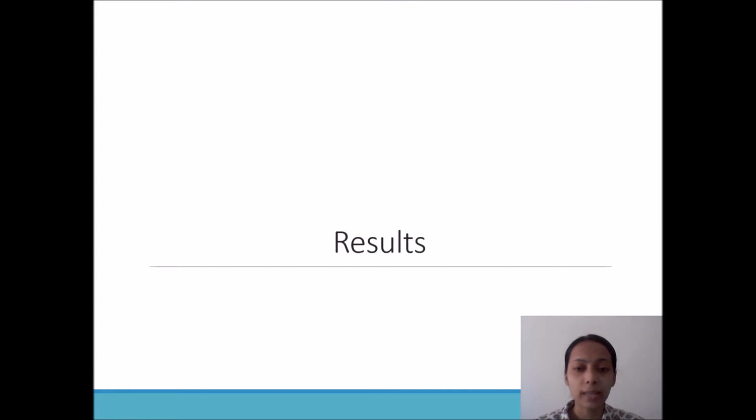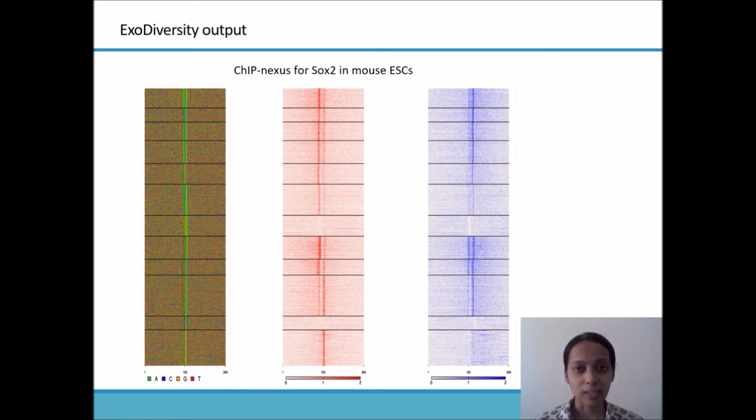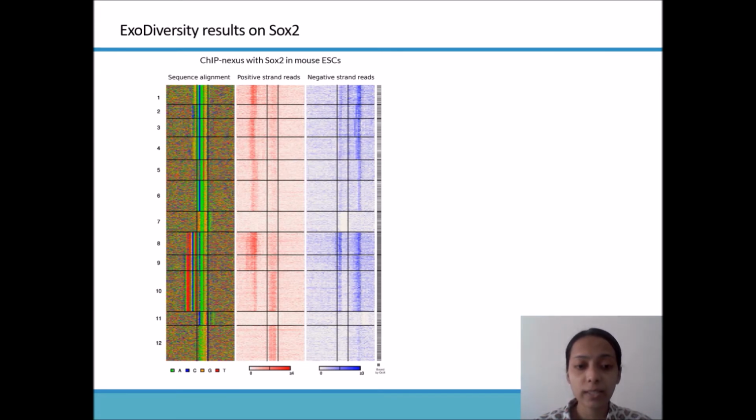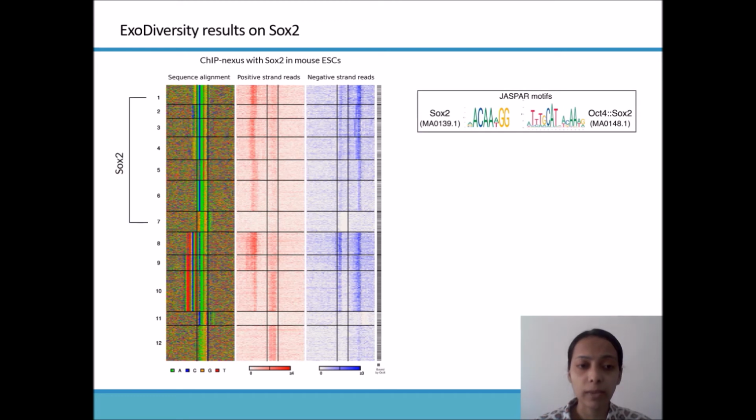Let us look at some of the results of applying ExoDiversity to different datasets. This was the result of ExoDiversity on ChIP-exo for SOX2. To get a better view of the footprints, we look at a 100 base pair region. ExoDiversity divides the dataset into 12 modes of binding. The first 7 modes are variations of the SOX2 motif itself. Modes 8 to 10 are variants of the OCT4 SOX2 heterodimer. These modes are also more occupied by OCT4 in its own ChIP-exo experiment, as shown in gray.